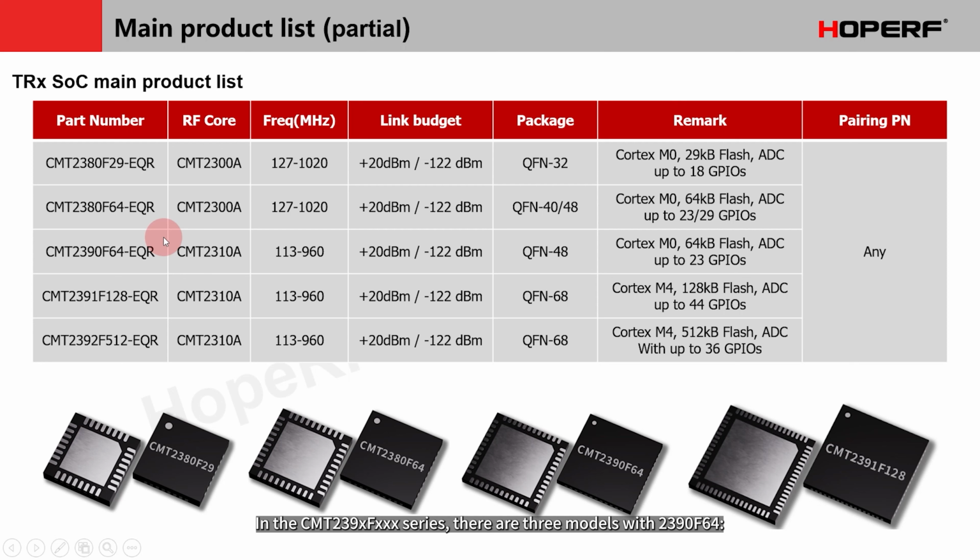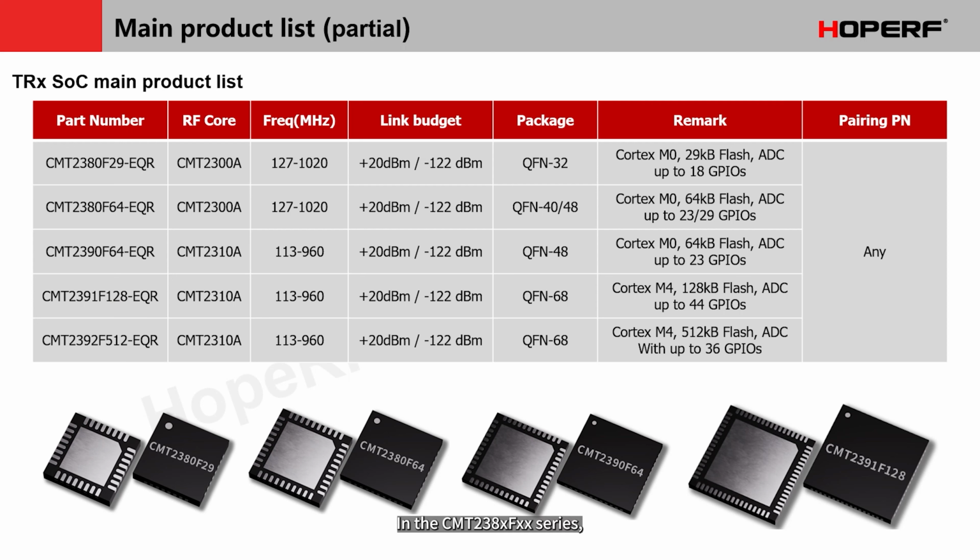In the CMT239XFXXX series, there are three models. 1. CMT2390F64 EQR. 2. CMT2391F128 EQR. 3. CMT2392F512 EQR. These three models. There are distinctions in their RF cores.